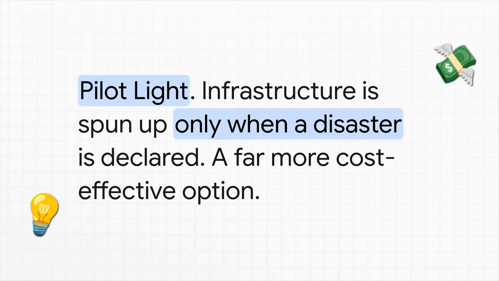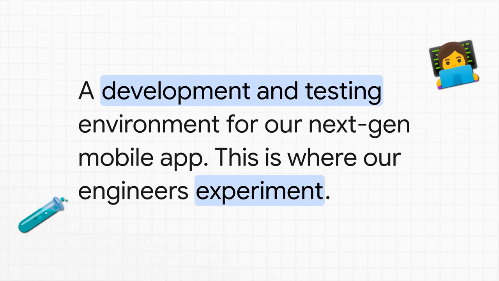And this right here lets us use a much more cost-effective pattern, something like Pilot Light. With this, the core infrastructure exists as code, and the data is kept in sync. But the main application servers aren't actually running 24/7. We only spin them up when a disaster is declared. We still meet our objective, but without the high cost of an always-on environment. See how that works?